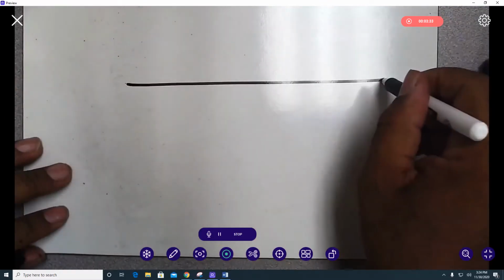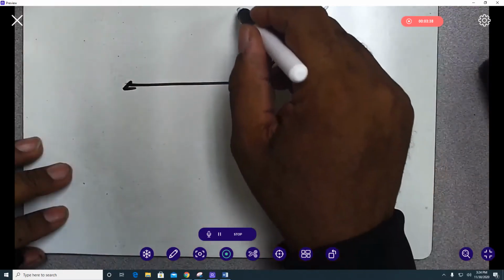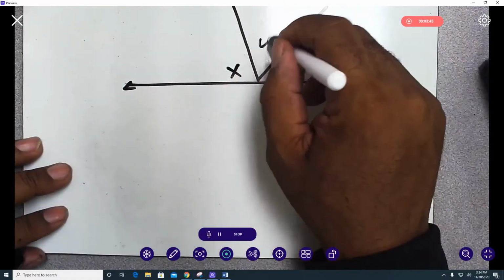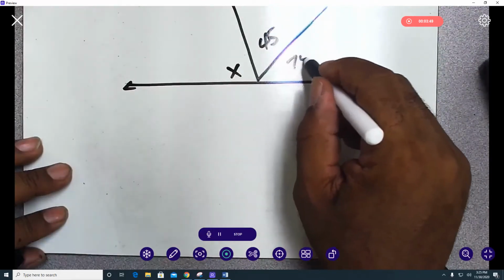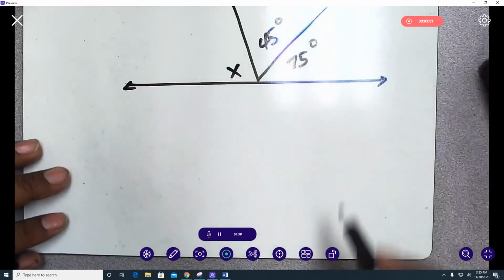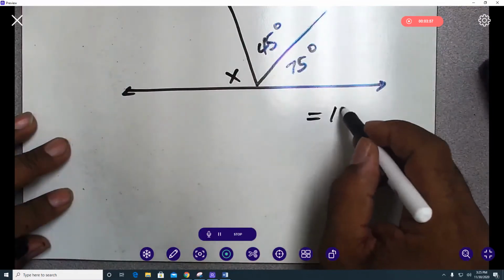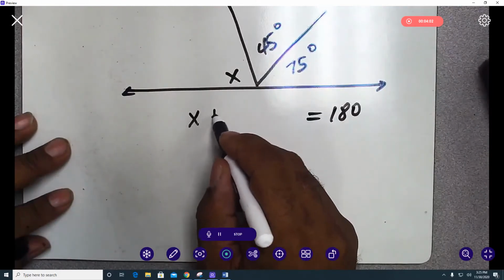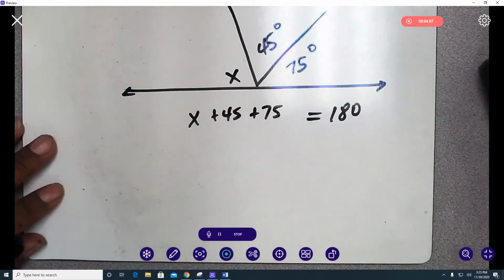Let's say we've got three angles. We've got this one, and this one, and we'll name this one X. This is 45 degrees. And this is 75 degrees. We know that angles add up to equal 180. So we know 180 goes on one side. And that means we have to add X plus 45 plus 75 to equal 180, because these are the angles of the triangle.